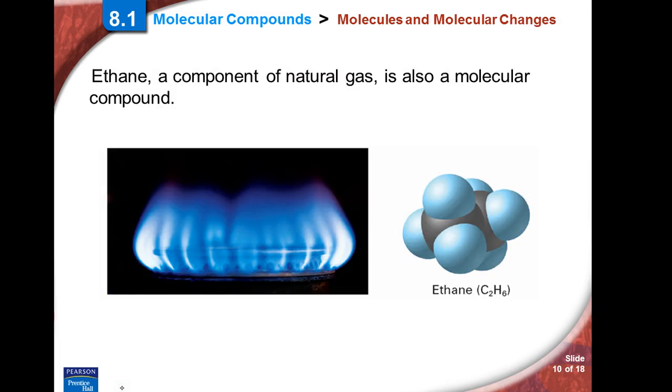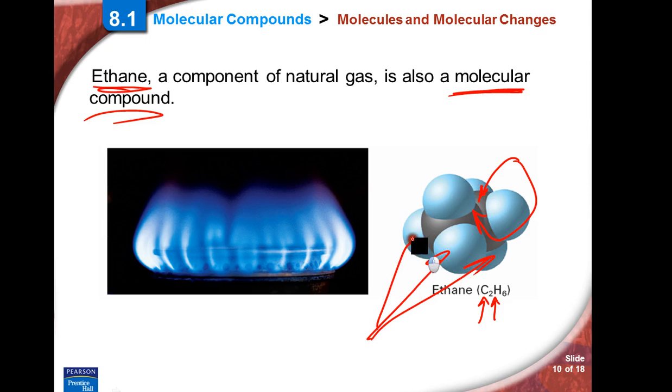Okay, another example. Ethane. Ethane is a component of natural gas, like the stuff we use in stoves and that we occasionally use in chemistry lab to heat things up. It's a molecular compound. It is built out of 2 carbons and 6 hydrogens. So in this picture, if you look at it real quick, where do you see the carbons? That is correct. They are these black ones. There are 2 of them. And then the hydrogens are these light blue objects. Those are my hydrogens.